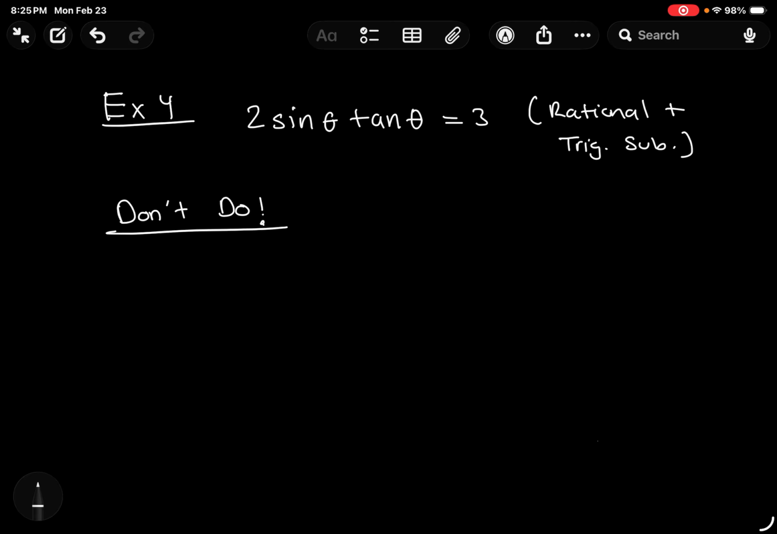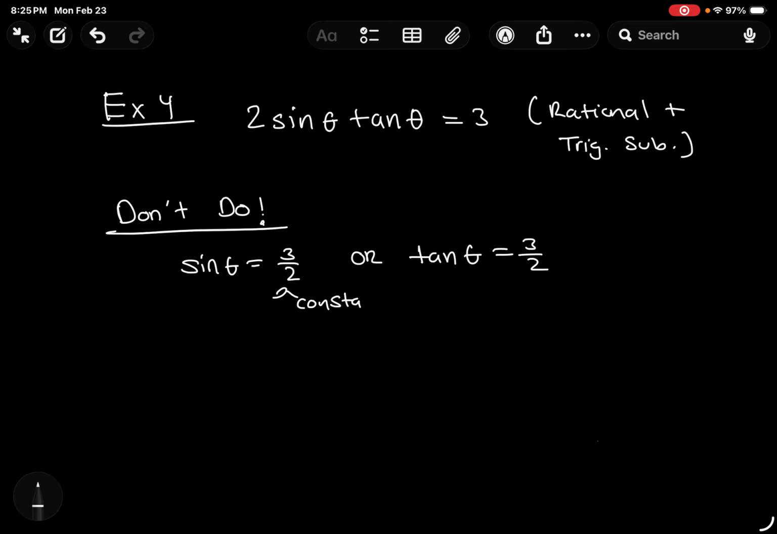I'm going to divide both sides by 2, and I'm going to set sine theta equal to 3 over 2, or tangent theta equal to 3 over 2. It's very, very tempting to do that, right? It's like, divide both sides by 2 and set it equal to 3/2, because that's what you taught me, Mrs. Zhu. No.